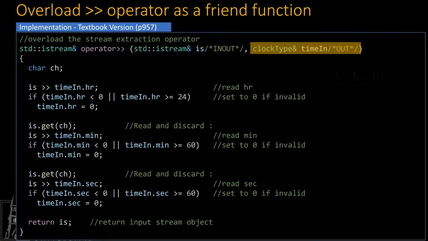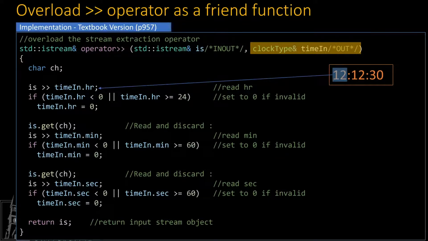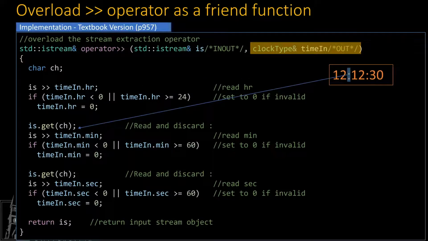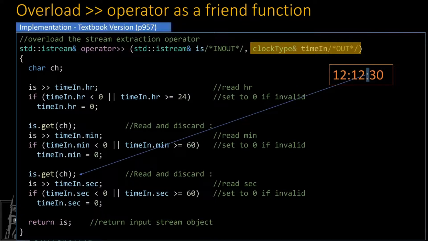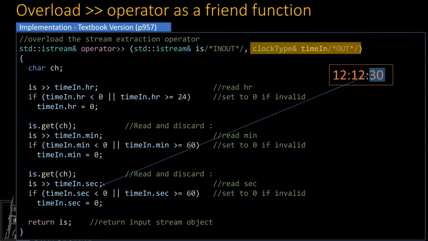So using this input from the istream, we're going to read in the 12, and then we're going to discard the colon. Then we're going to read in the 12, and then we're going to discard the colon again, and then we're going to read in the 30. Each time doing proper input validation to make sure that our numbers are logical, meaning between 0 and 24 for our hours and 0 and 60 for our minutes and seconds.